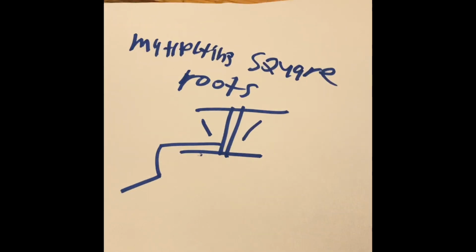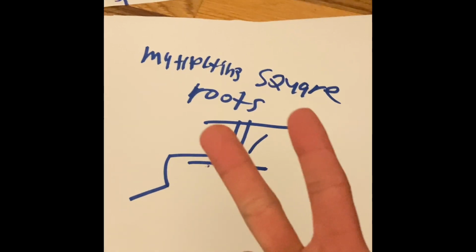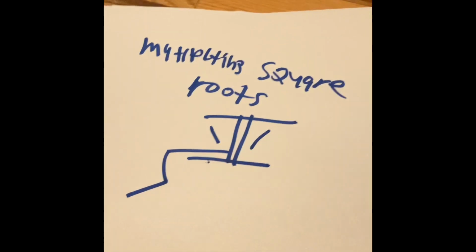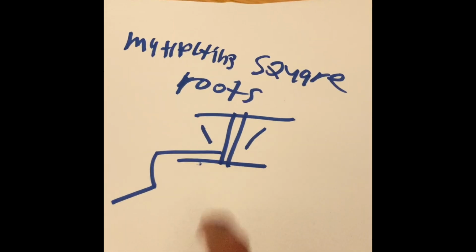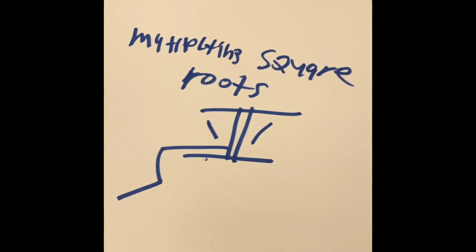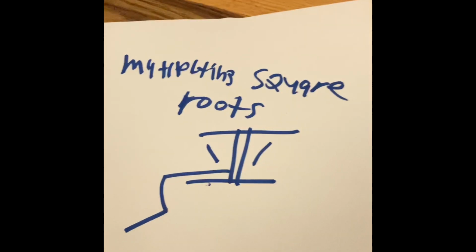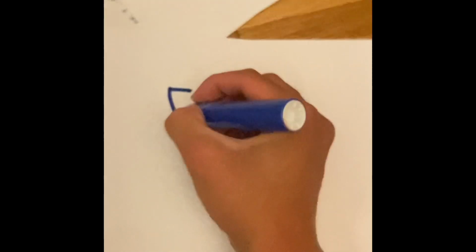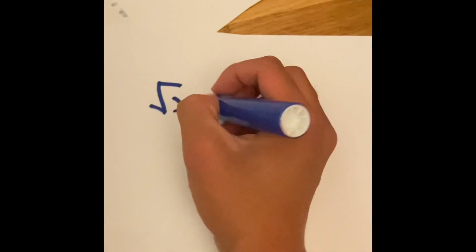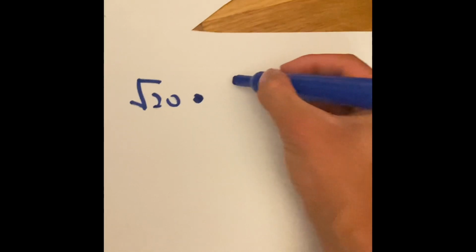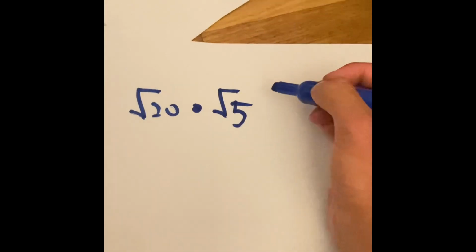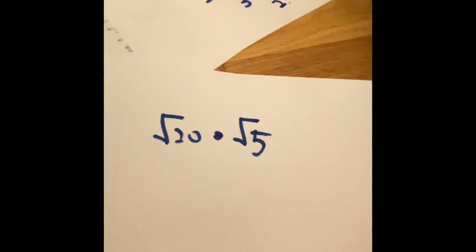So we have been adding and subtracting the square roots and trying to simplify them. But what happens when we multiply the square roots? Well, as a warm-up, we are going to be solving the problem, the square root of 20 multiplied by the square root of 5. Let's see where that goes.